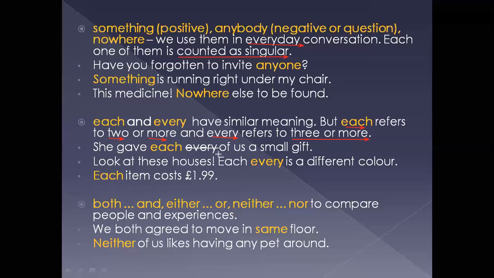She gave each of us a small gift. What does that mean? She gave each one a small gift. That means talking about how many people? Between each two or three, right? Two or more. But here, every one has a different color. So it's more than three. Okay, that means there are plenty of houses and each one of them has a different color. So, yes. Any question to ask from here?